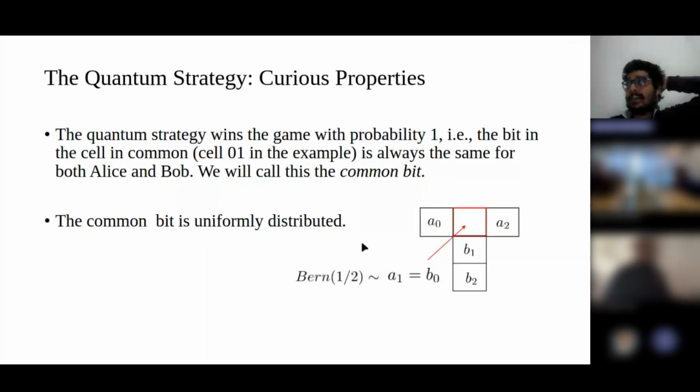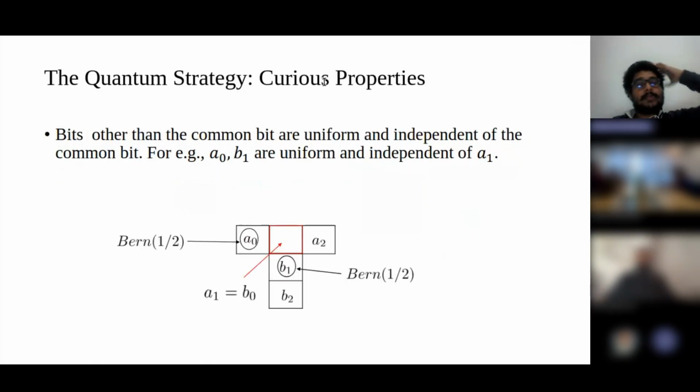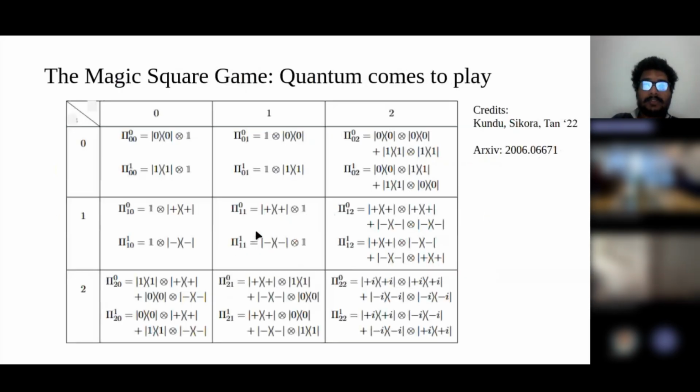It's going to be a uniformly random common bit. But another curious property, which we don't find in CHSH at all, is that even if you condition on, let's say, Bob's outcomes, Bob's 3 bits, and you pick any one of the 2 other bits that Alice has, the distribution of that bit is going to be completely uniform. So to see this, let's go back to the table.